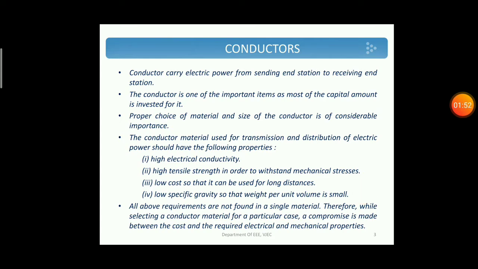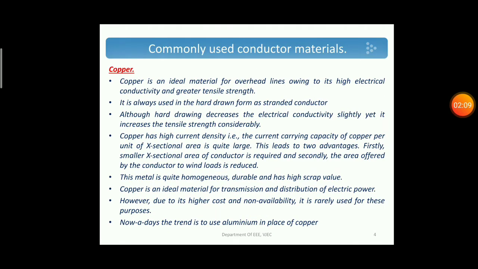All these properties will not be found in a single material. Therefore, while we are selecting a conductor for a particular application, there will be a compromise between cost and the required electrical and mechanical properties. So we can see some of the commonly used conductor materials.